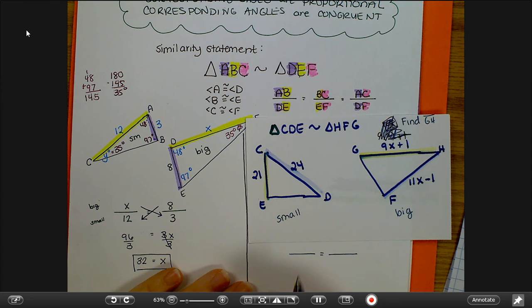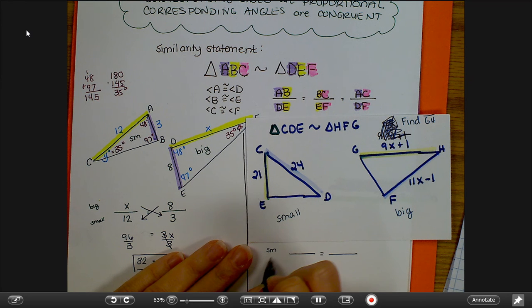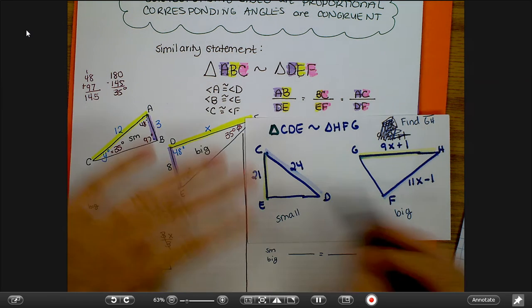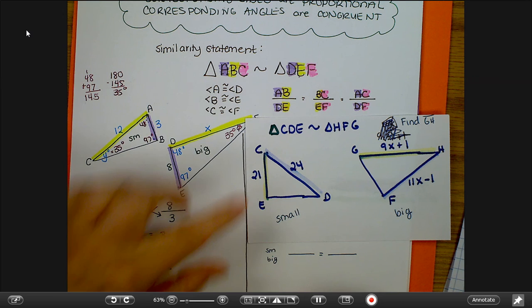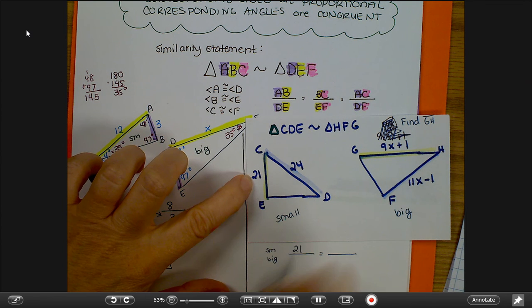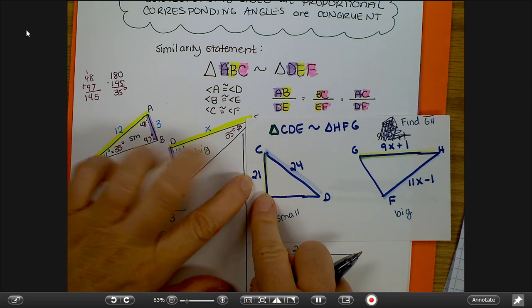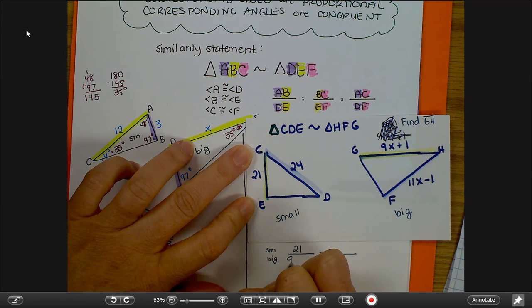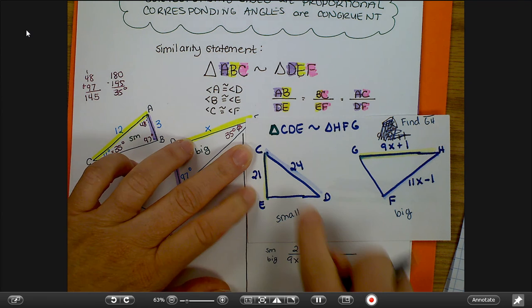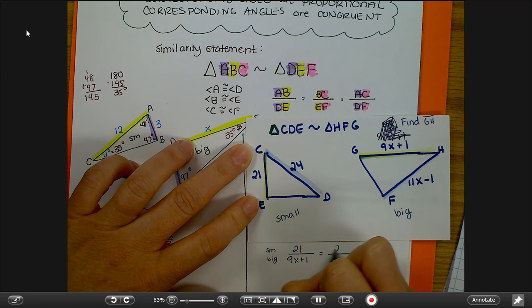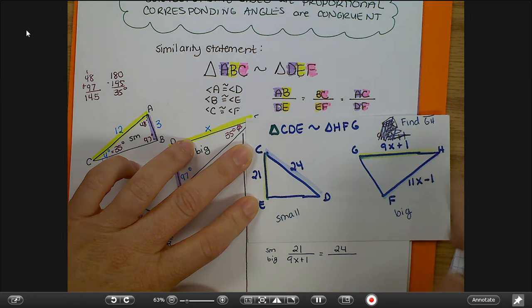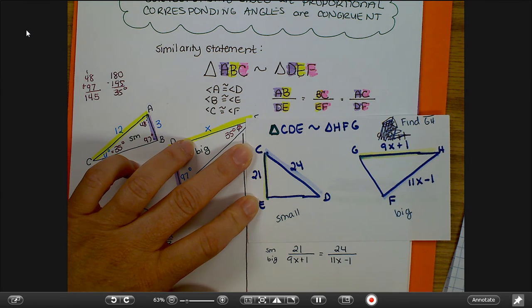Okay? I'm looking at this with the small and then the big, so I'm going to go about it that way, small over big. And I'm just going to pick any part of the small that has a label. So here we have 21. So 21 on CE corresponds to this side we'd already highlighted, GH. So 21 over 9x plus 1 equals, and now we're going to go for our other part. Now we must put 24 on top because that's also part of the small triangle. And the corresponding part of the big triangle, 11x minus 1.